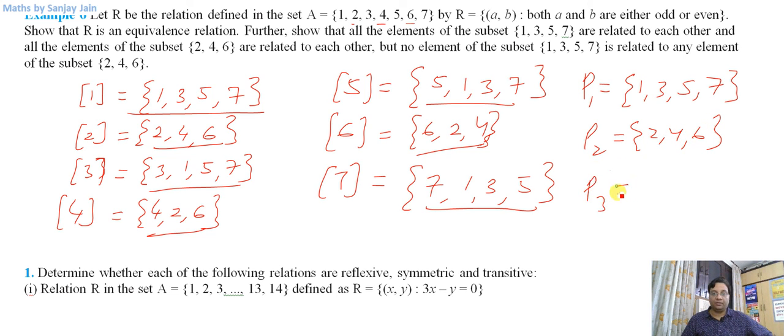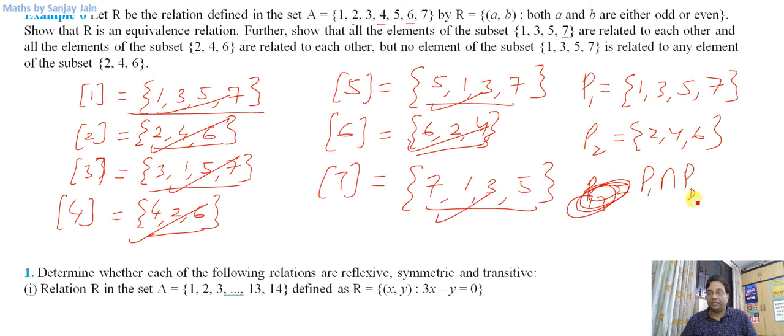What about another partition that we have? See, have we got any other partition left? I think no. So this is covered, this is covered, this is covered, this is covered, and 2 4 6. So these are the two partitions possible. Now see, there will be no common element in partition 1 and partition 2. This is something we know, right? And the union of these partitions will give me the set A back.